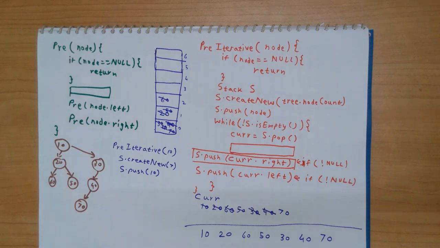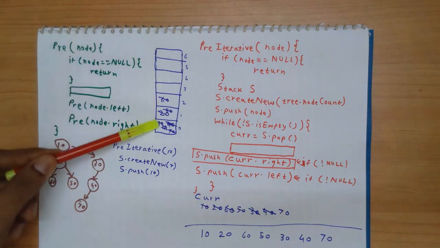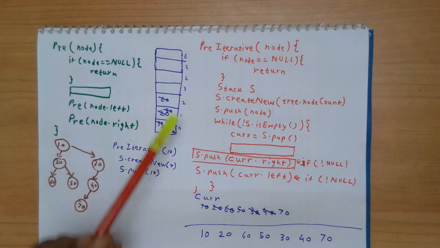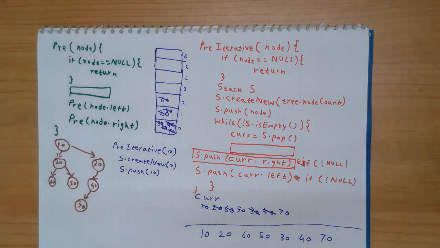So now the question to ask is, think about this. What will be the scenario when we will require this complete stack? You notice that the stack had 7 elements. We created a stack with 7 slots, 0 to 6, but we never really required it. So can you think of a scenario when we will require all the slots in the stack? Think about it. Okay.